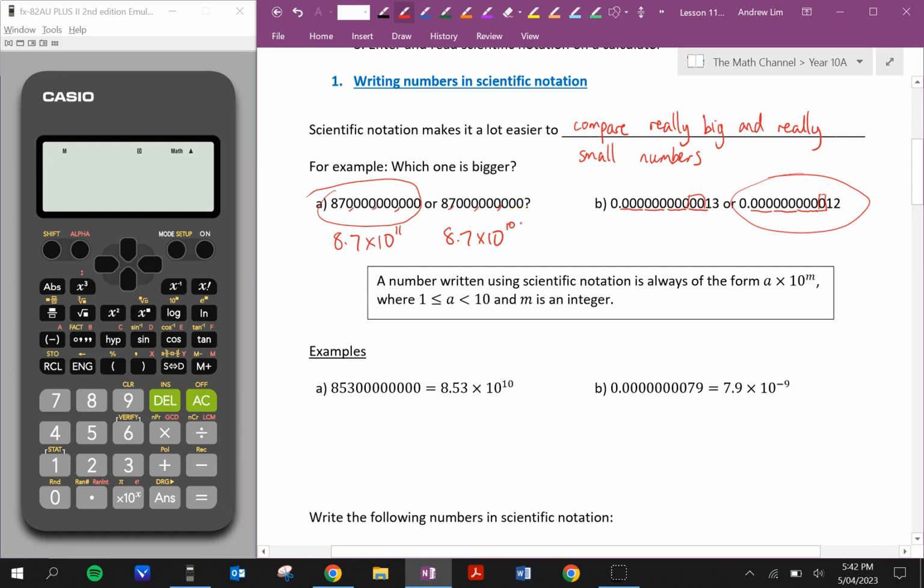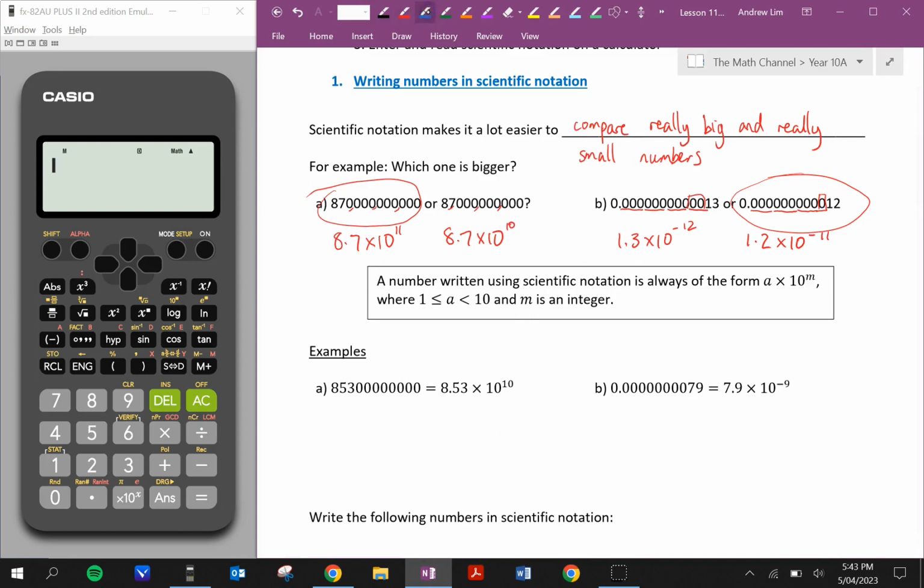For question B, this one here is 1.3 times 10 to the power of negative 12, and this one here is 1.2 times 10 to the power of negative 11. And negative 11 is bigger than negative 12, so we know that's bigger. That makes it nice and easy rather than having to count.